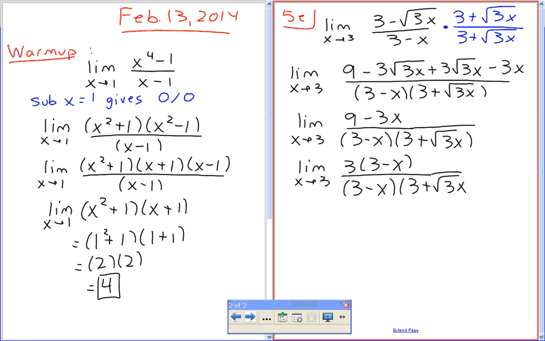Robert, what do I do now, please? You can cancel the 3 minus x's. Yeah, works on the level. We're left with the limit as x approaches 3 of 3 over 3 plus root of 3x.